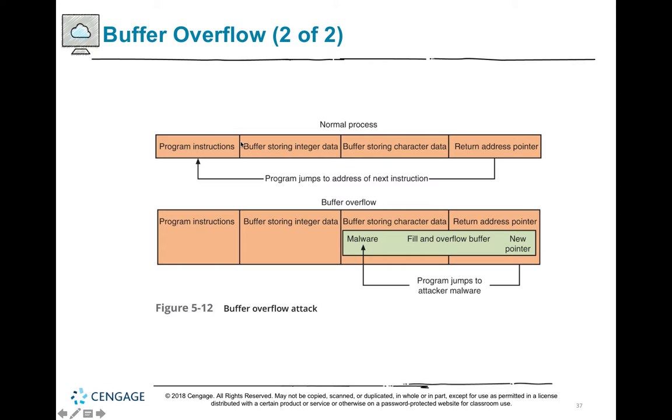Right, so the normal process here: the program instructions, buffer storing integer data, buffer storing character data, and the return address pointer. The return address pointer goes back to the instructions. The overflow attack takes advantage of that jump and goes into the buffer storing character data that they have overflowed. Here's the boundary, it's overflowed, and then they'll put the malicious code or a pointer to malicious code at the end of that buffer.